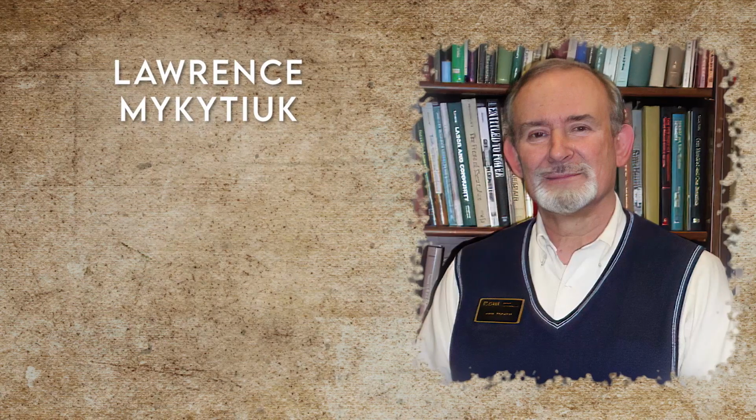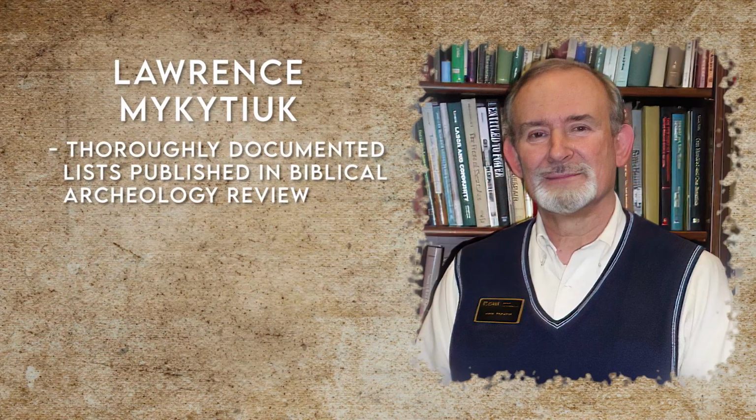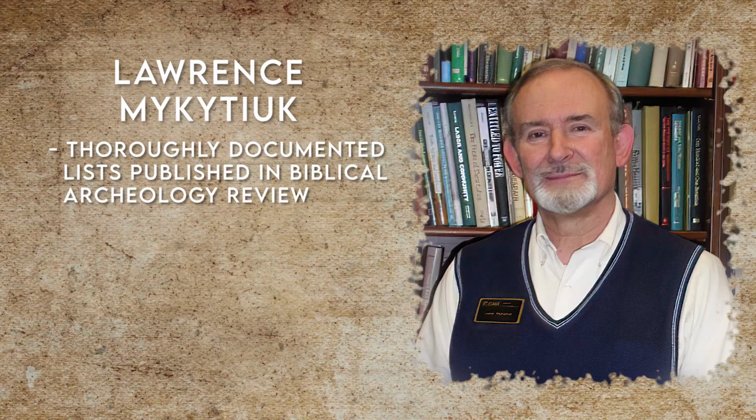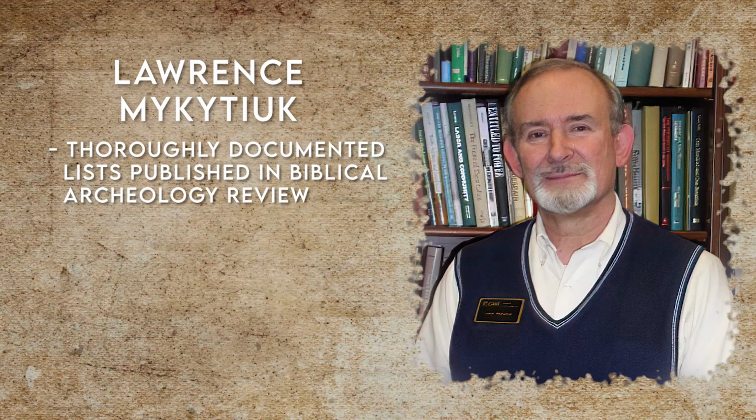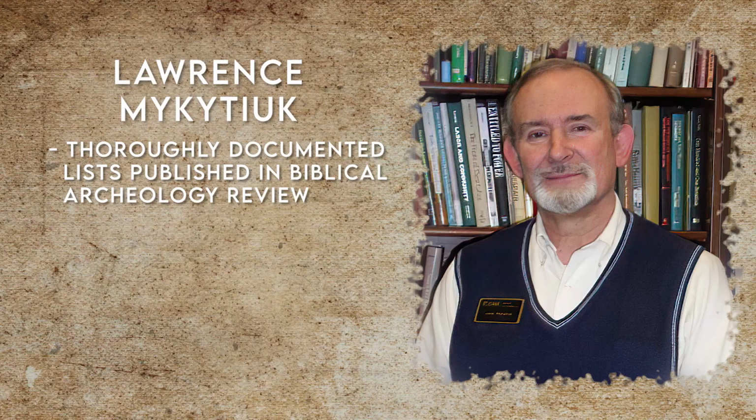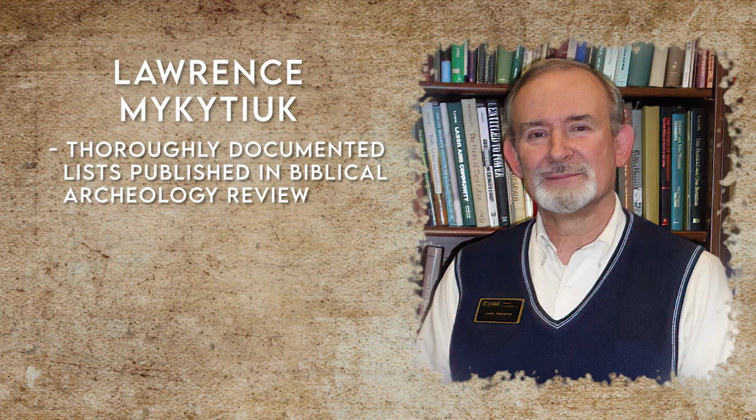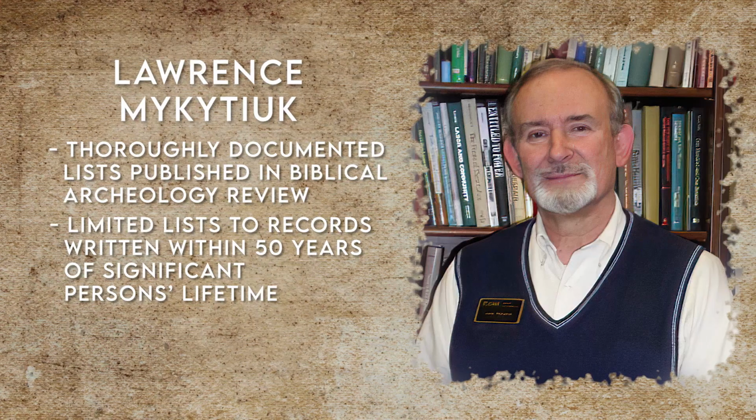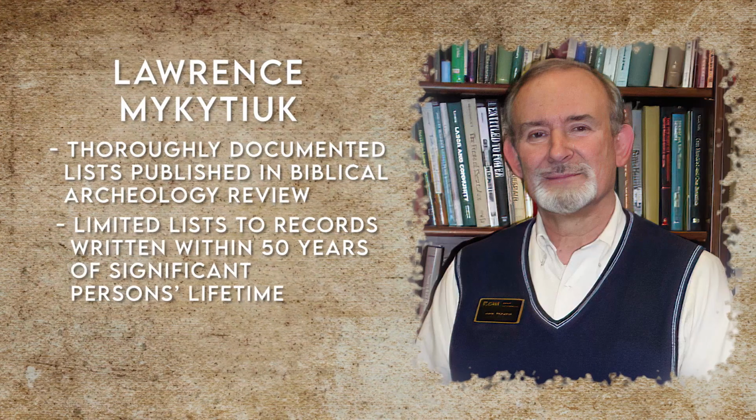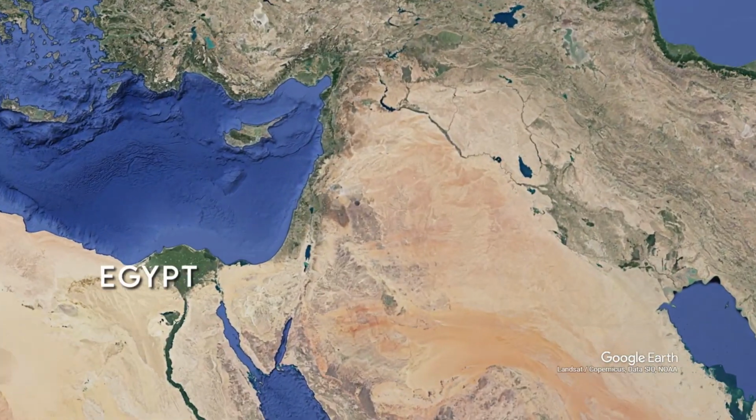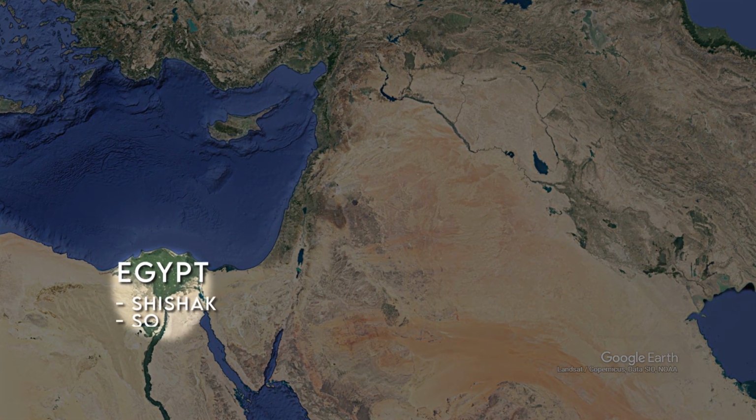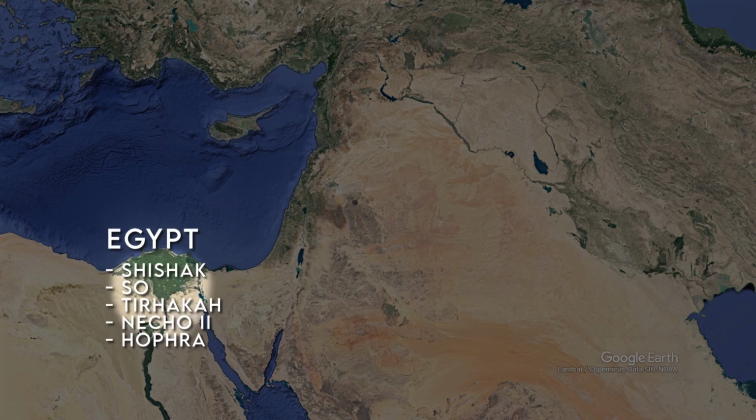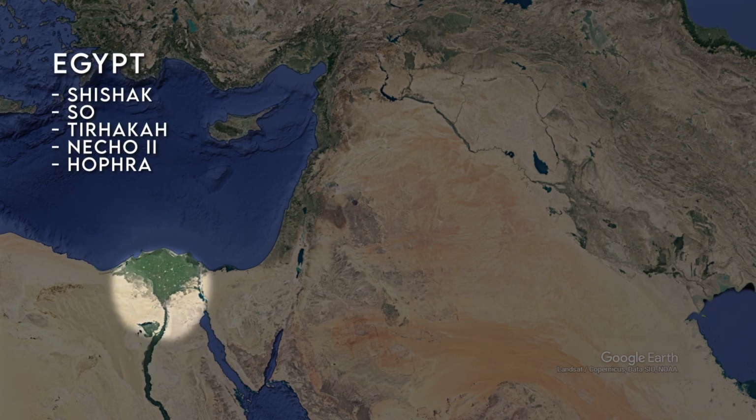Lawrence Mitchell has collected a couple of thoroughly documented lists in several of his articles that have been published in Biblical Archaeology Review. So that there would be no question of the accuracy and authenticity of the sources, Mitchell deliberately limited his list to ancient records that were written within 50 years or less of the lifetime of each of the characters who is mentioned. We'll begin with the non-Jewish characters from the surrounding nations who make their appearance in the Old Testament. From Egypt, the Bible names these 5 pharaohs. Existing Egyptian inscriptions have confirmed all 5.